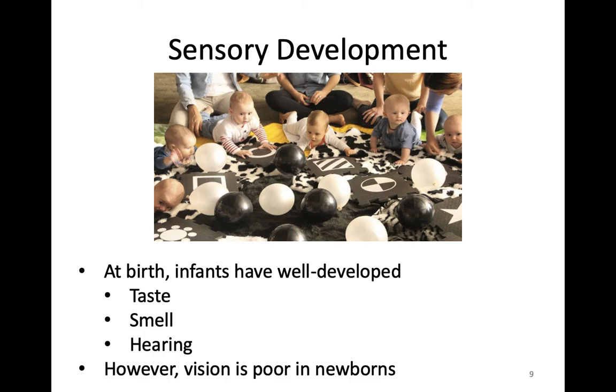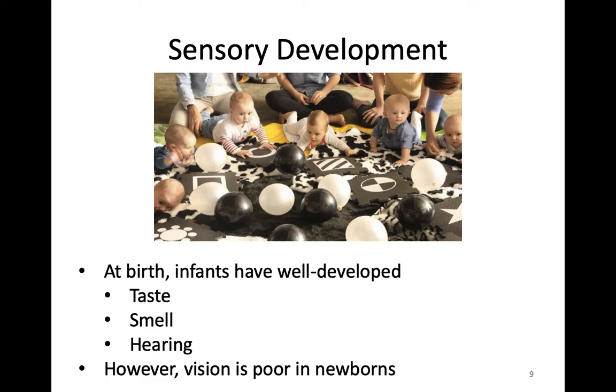Also, before 2 months, they really can't see color. It's only after 2 months that they can start to see blue and red and green. So you'll notice that a lot of stuff that's made for infants will often be black and white and these high contrast patterns. Gradually, the ability to see improves over the first 6 months, and by about the age of 1, a little baby can see about the same as adults.